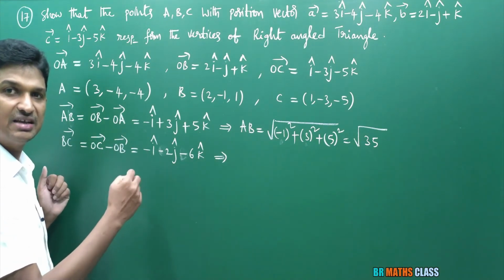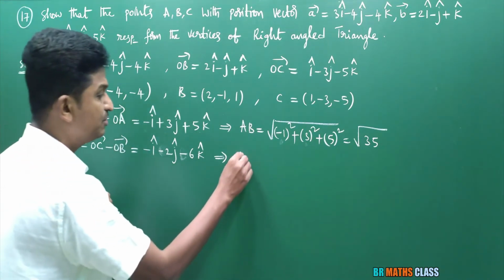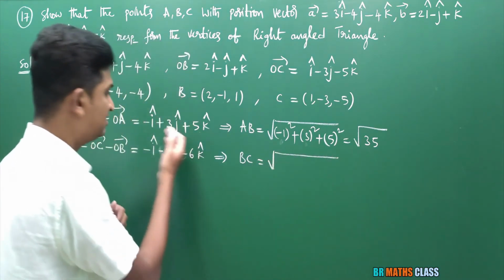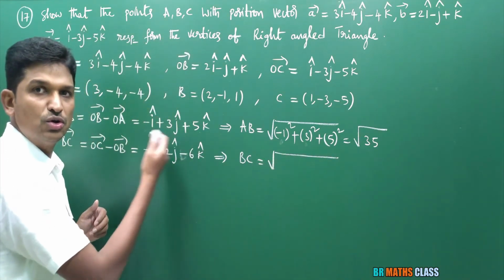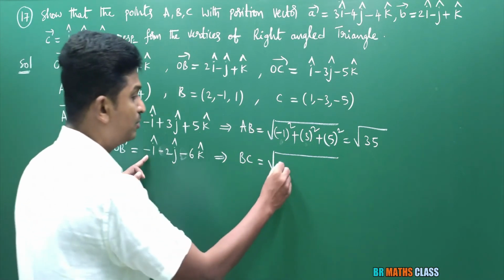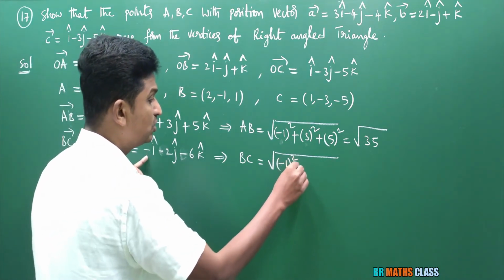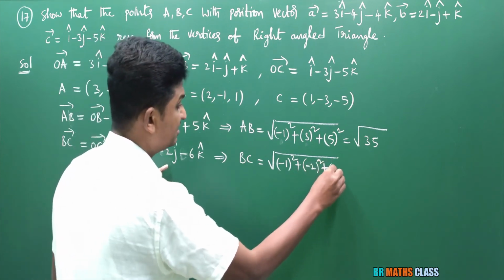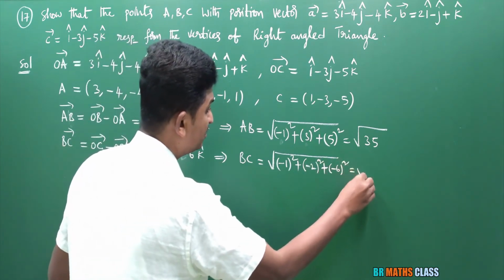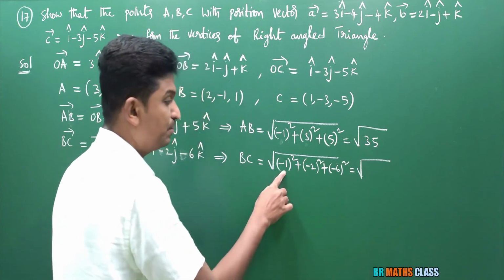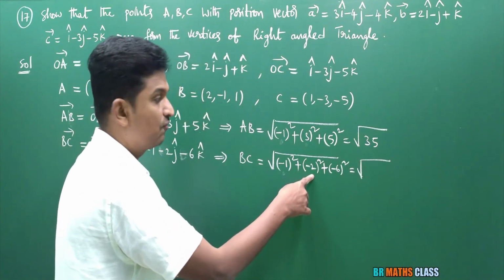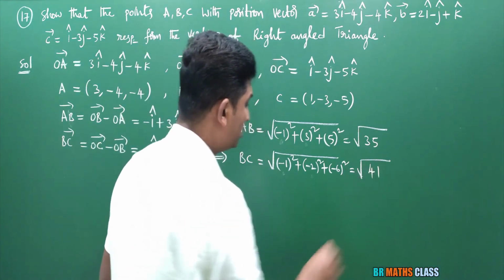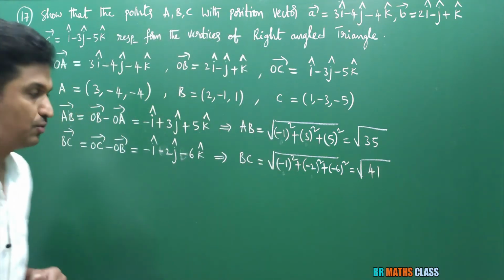Now I will calculate their magnitude. Magnitude of BC bar is what? That is BC. BC equal to root over, this is the vector BC bar, so to calculate its magnitude, what is the formula? Root over minus 1 whole square plus minus 2 whole square plus minus 6 whole square. If we simplify this, what you will get? 1 plus 4, that is 5. 5 plus 36, that is 41. So you got BC as root 41.